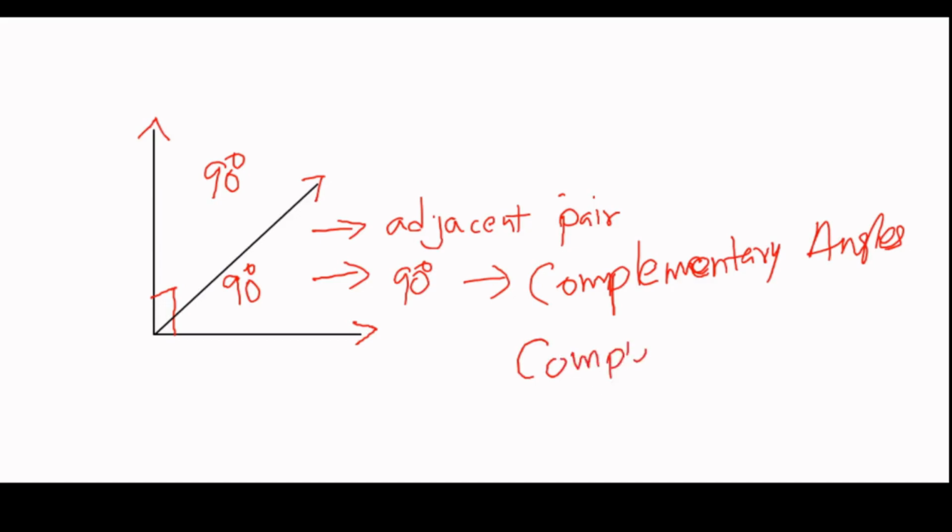I will show you. Suppose we have two different angles, not adjacent angles. That means there is no common arm between them. I will show you.